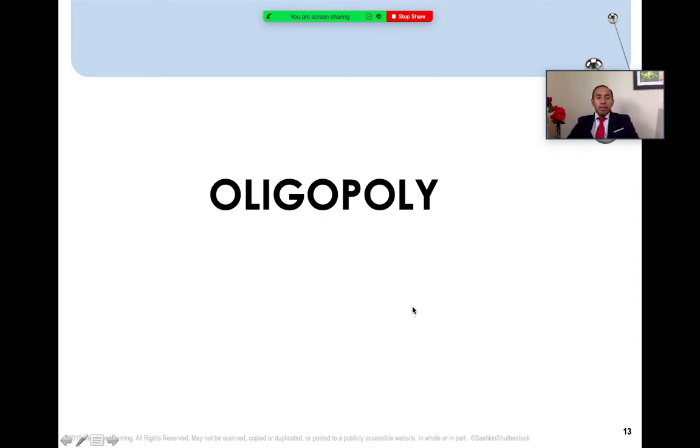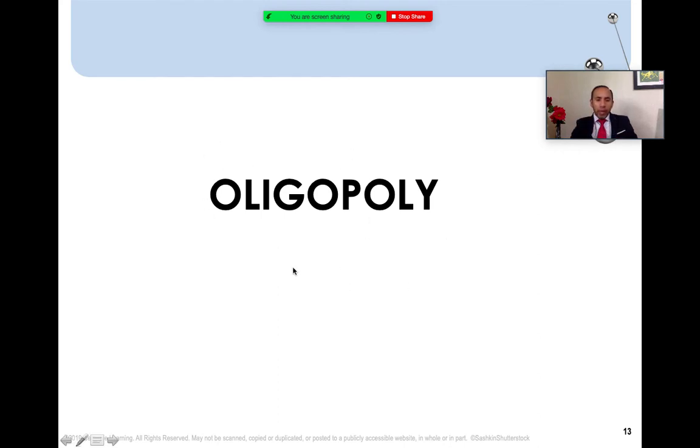A different market that is slightly different than monopoly, slightly different than perfect competition, and slightly different than monopolistic firms is oligopoly. Oligopoly is one of the four market structures. So far we have perfect competition, monopoly, monopolistic firms, and this one is oligopoly. Let's take a look at oligopoly. Notice that the names are very similar: monopoly, monopolistic firms, oligopoly. The only one that's different is perfect competition.